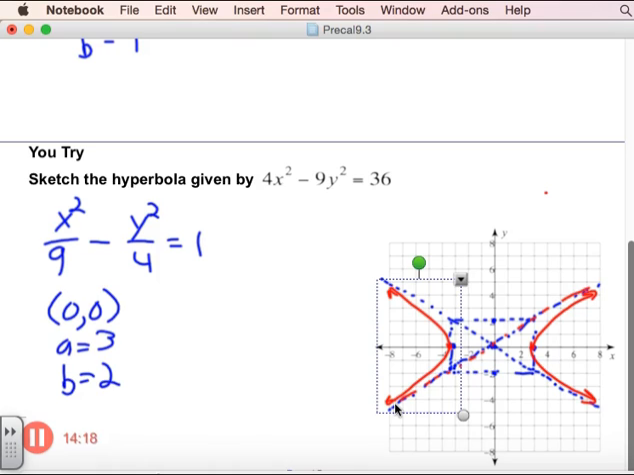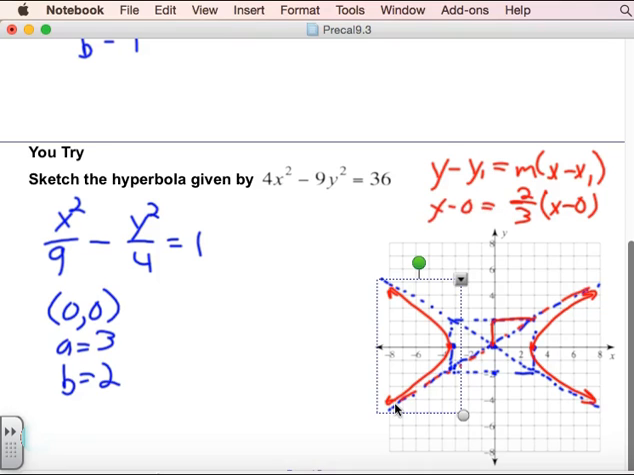All you've got to do is pick out any point and count the slope, rise over run, and plug them into the point-slope formula: y minus y1 equals m times x minus x1. The rise is going to go up 2 over 3, so m is 2/3. Then we can plug in the point (0, 0), because that's the center: y minus 0 equals 2/3 times x minus 0. So the asymptote is y equals 2/3 x.